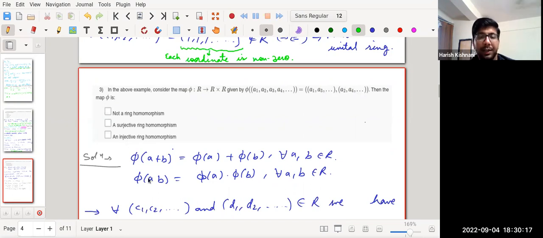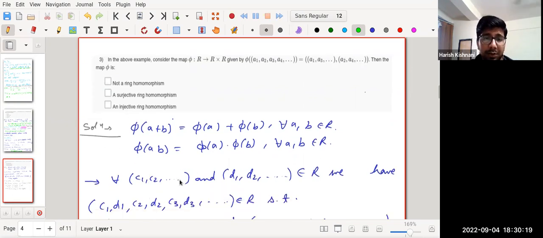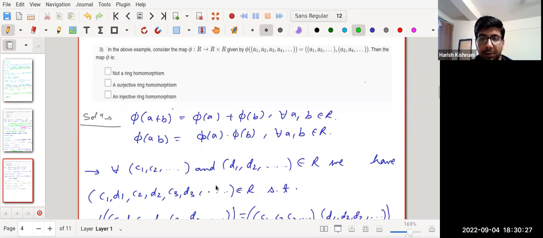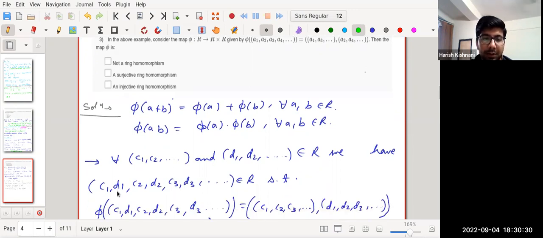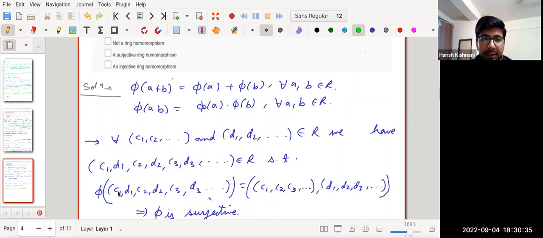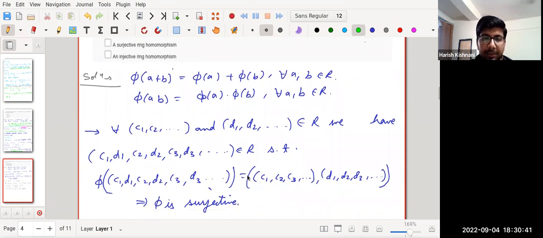Now for the surjective part, let's say some (c1, c2, ...) tuple and (d1, d2, ...), these are some tuples in R, and corresponding to them, we have this (c1, d1, c2, d2, ...) inside R, such that if you apply phi to this tuple, then you will get its image as ((c1, c2, c3, ...), (d1, d2, d3, ...)). Because what phi does, phi separates the odd coordinates c1, c2, c3 here from the even coordinates that are just d1, d2, and d3.